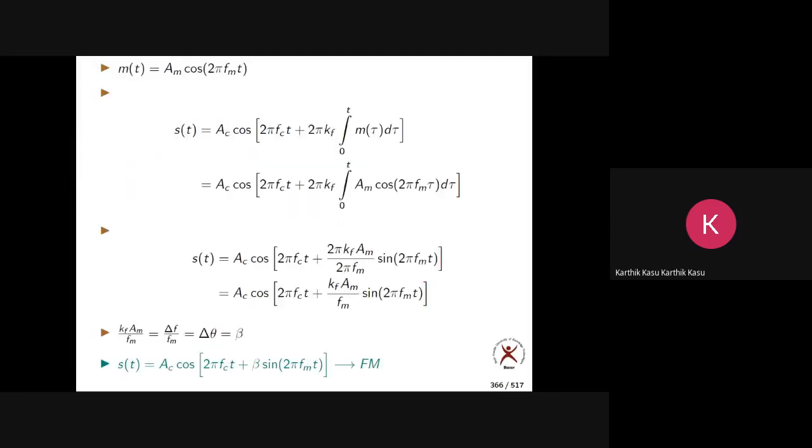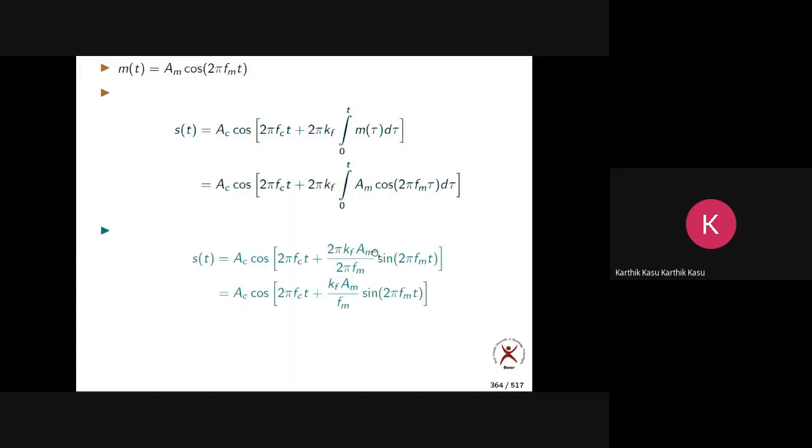So let us go to the same expression for frequency modulation. Let's take m of t equal to am cos 2 pi fmt. Now this is frequency modulation, isn't it? So the generalized expression of frequency modulation: S of t equal to AC cos 2 pi fct plus 2 pi kf integration 0 to t m of tau d tau. Now what is m of tau? Am cos 2 pi fm tau.